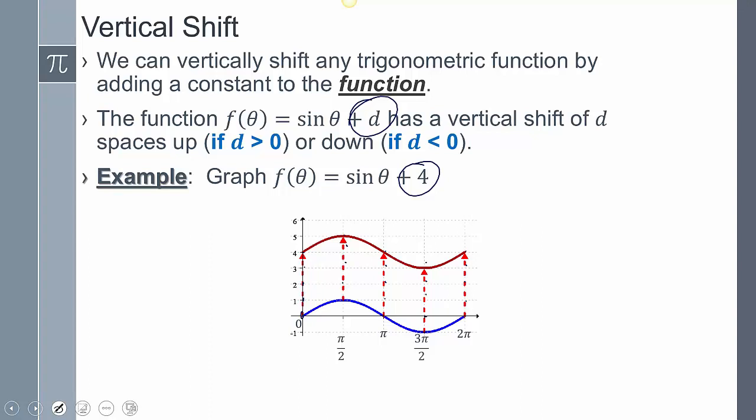Now, one of the things that I like to do is, remember how I said that this is our center line? The center line shifts up 4 spaces. And so then you can graph your sine graph, in this case, around that center line. We're shifting the center line up, and then we can draw it around the center line.